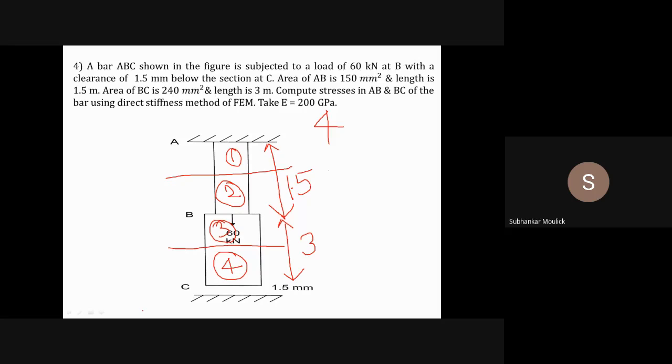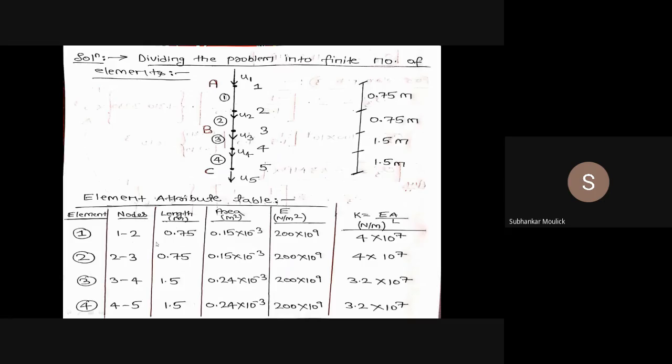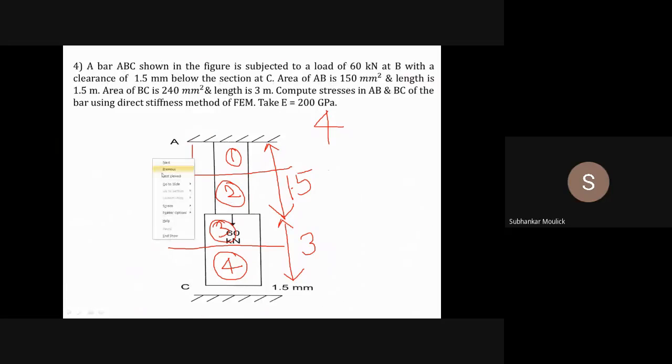It will be 1.5 divided by 2. Each length of the element will be 1.5 divided by 2. That means 0.75. So the length of element number 1 is 0.75, and the length of element number 2 is again 0.75.